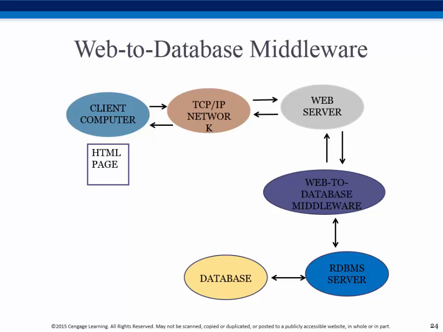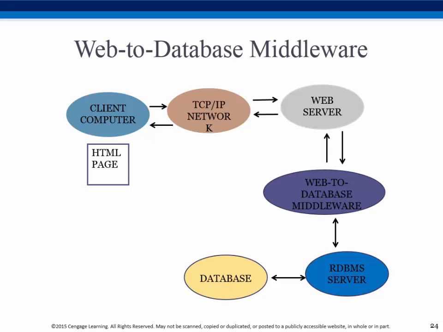Okay, so let's look at this example. The client browser sends a page request to the web server. The web server retrieves and passes the request to the web-to-database middleware for processing. The web-to-database middleware reads, validates, and executes the script. The database server executes the query and passes the results back to the web-to-database middleware.